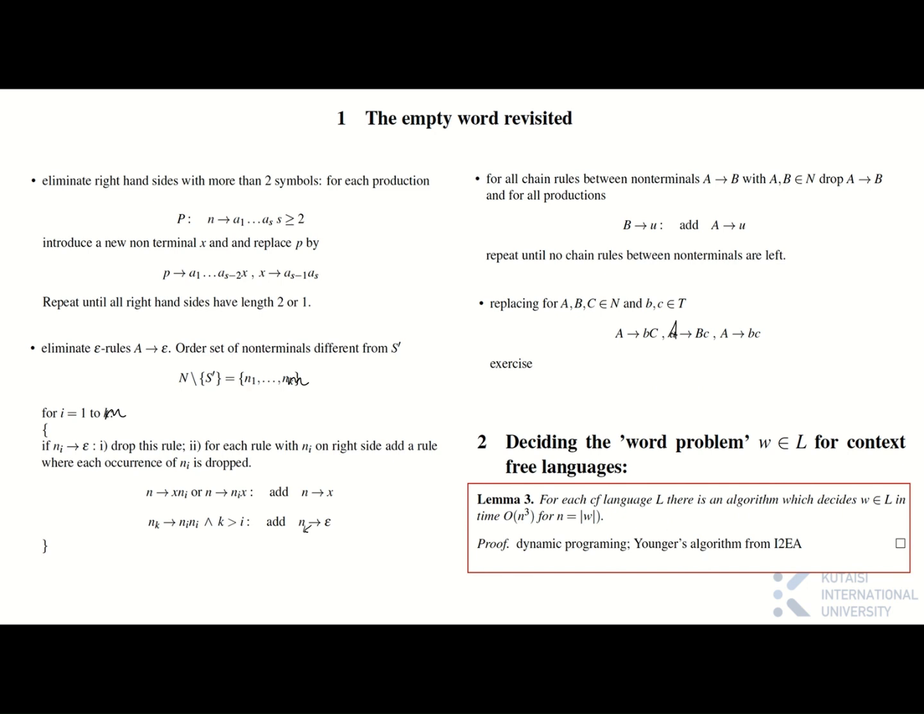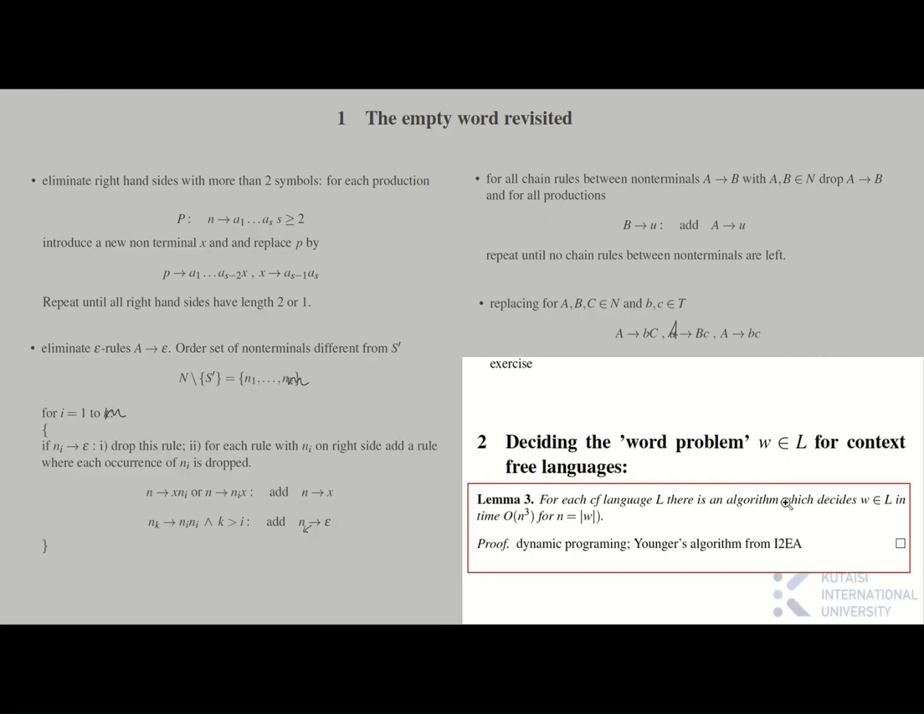Okay, so this proves that we can bring every context-free grammar to Chomsky normal form, and what it's actually a fruitful lemma that follows, which you're not going to prove. It uses dynamic programming, which we did not have time to get to. It's called Younger's algorithm. It says that if you have a context-free language L, there is an algorithm which decides whether your word is in L in O(n) cubed time.